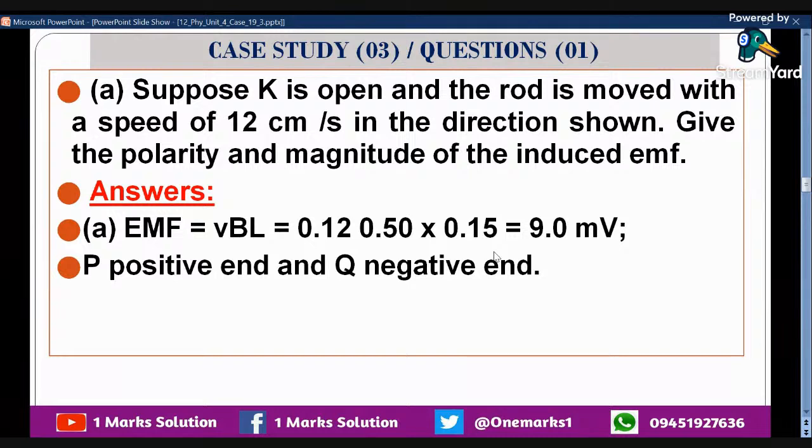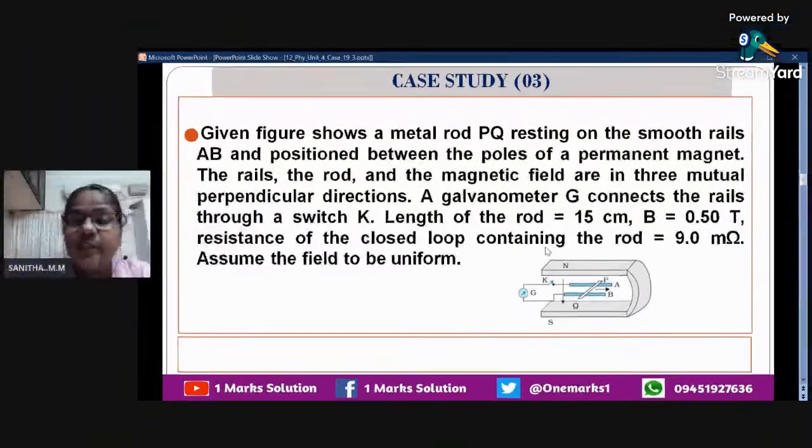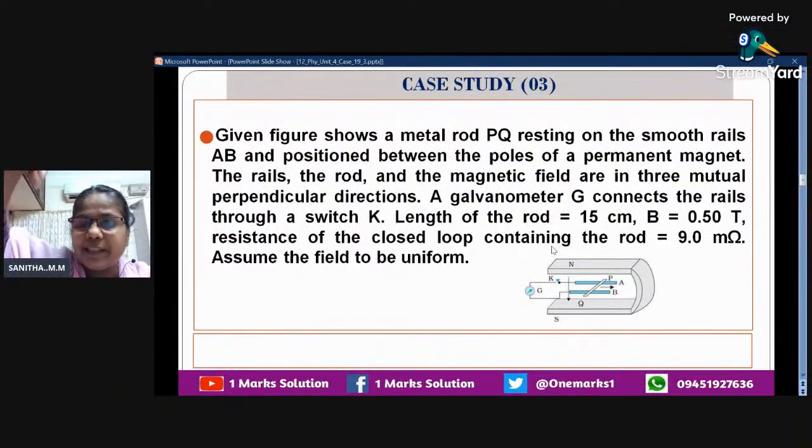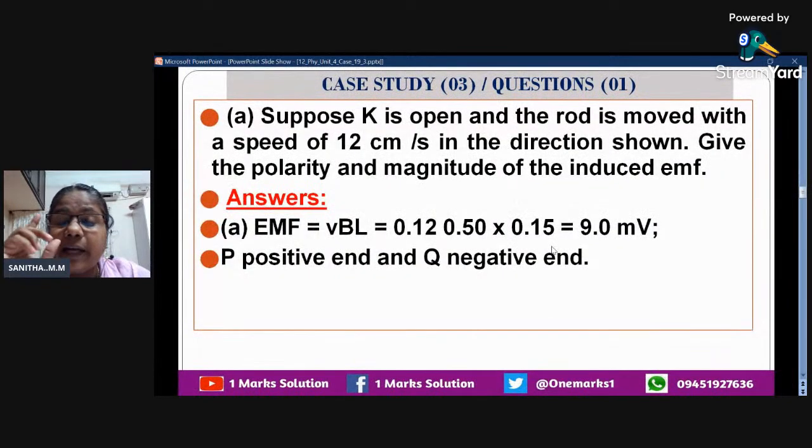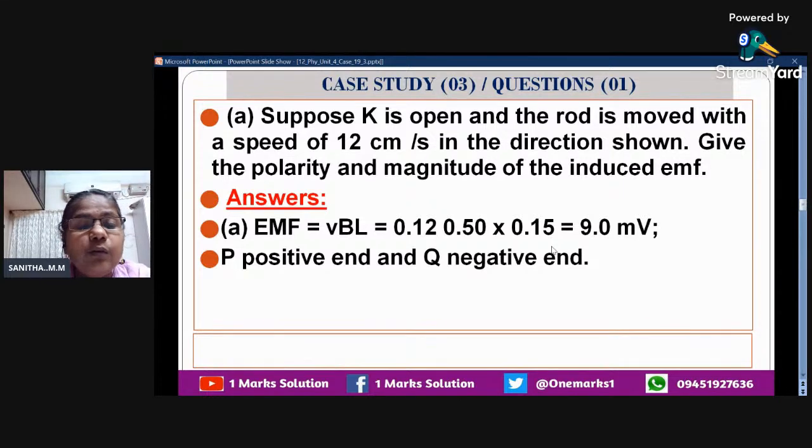So you can just place your fingers in this figure. You can see this figure. What is the magnetic field direction? From north to south. So you can keep the forefinger like this. Then what is the direction of the force? It is moving in this manner. So you can just keep it like this. So what is the direction of the current? You can say this is the direction of the current. So Fleming's right-hand rule is used for finding the induced current. So P will be positive and Q will be negative. That is the answer. What is the polarity? You have to say. Now we can go for the next question.